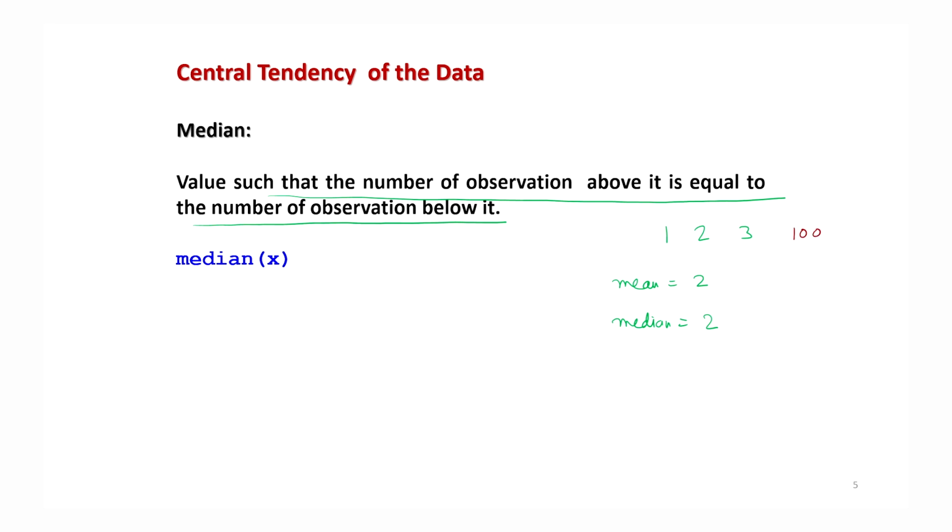What will happen to the mean? This will be 106 divided by 4, which is equal to 26.5. Whereas about this median, this will become the second and third observation divided by 2, which is equal to 2.5. What do you understand by this example? I want to explain to you under what type of situation this mean and median can be used.